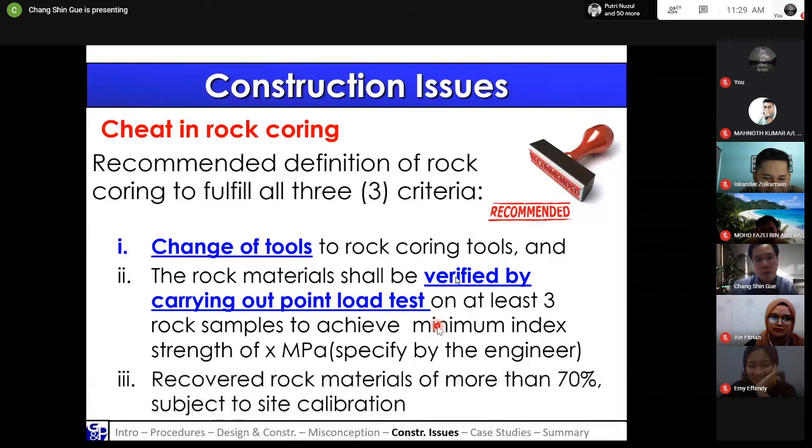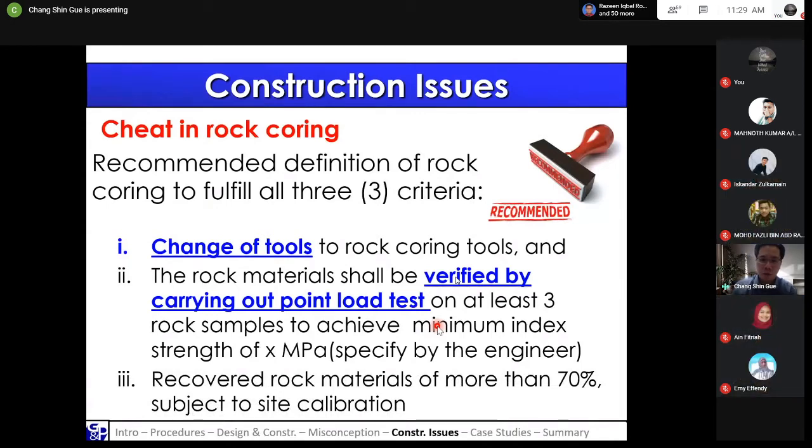And also, the recovered rock materials should be more than 70%. It depends on site condition. Typically, the rock materials in that area, at that depth, should be 70%. So to fulfill all these definitions, only then can you quantify that they are actually coring in rock. So with this kind of definition, you can try to prevent cheating in rock coring.